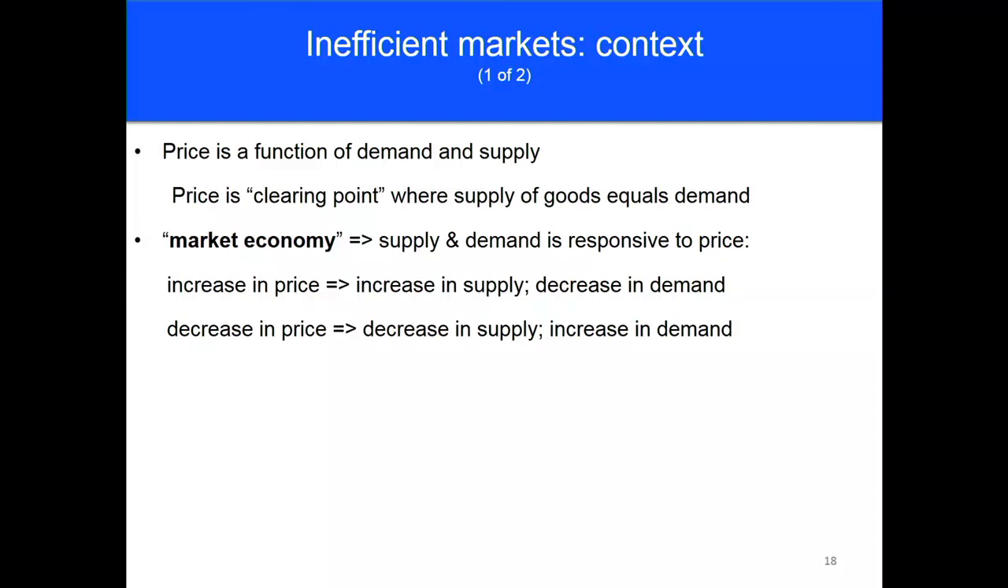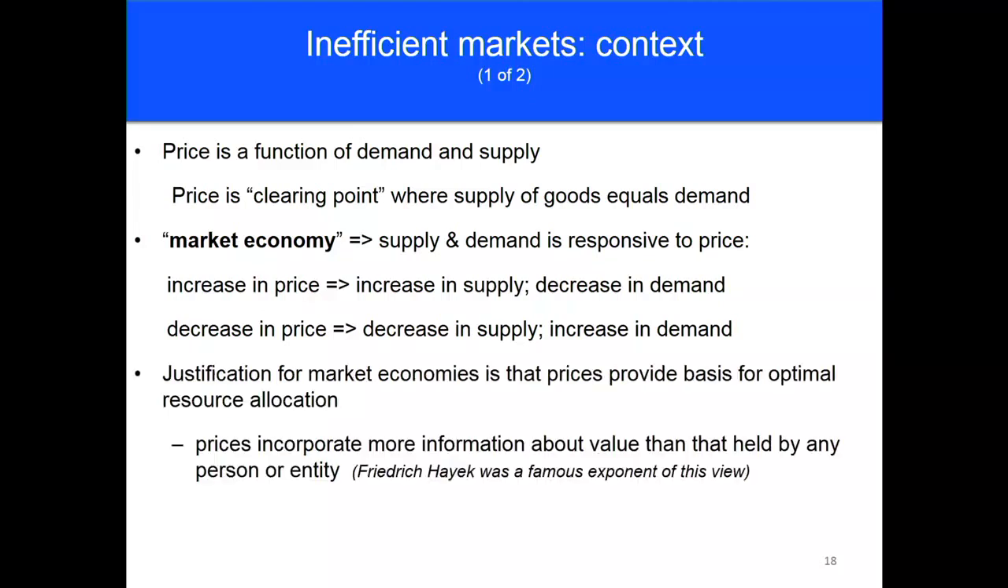A decrease in price will result in a decrease in supply and an increase in demand. So if parking is free, then everyone wants to park there. The justification for a market economy is that prices provide the basis for optimal resource allocation. Parking policy, the number of parks at UWA, isn't responsive to prices because the university administration decides how many parking spaces there are, and they've decided that they're never going to increase the number of spaces, which means that people can't respond by building new car parks.